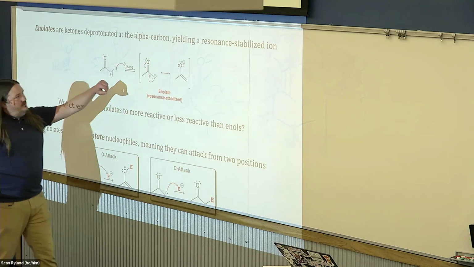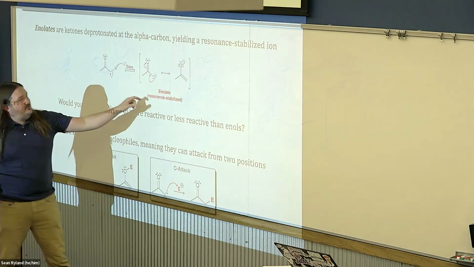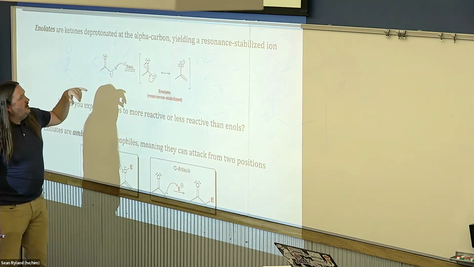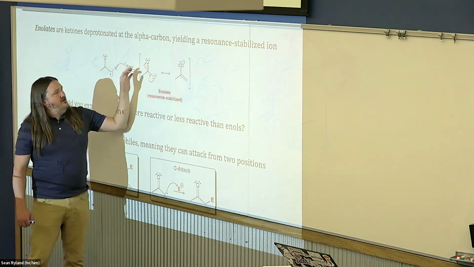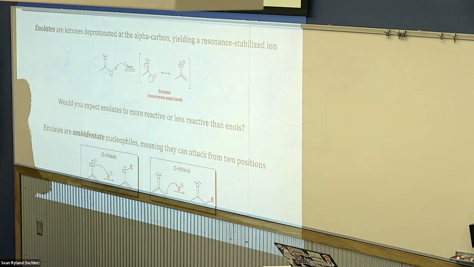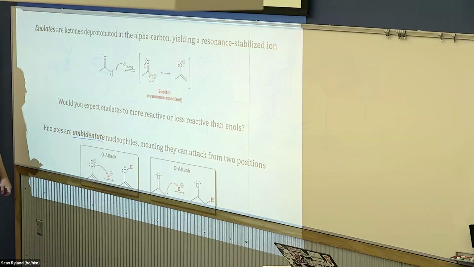These enolates have two different places where you can put the negative charge. Obviously, we would expect to see the negative charge more often on the oxygen, like we mentioned. So this would be a major contributor, but both of those are contributors. Which means that they're what are called ambidentate. Meaning that you can attack from two positions. Either the oxygen can act as a nucleophile or the carbon can act as a nucleophile.